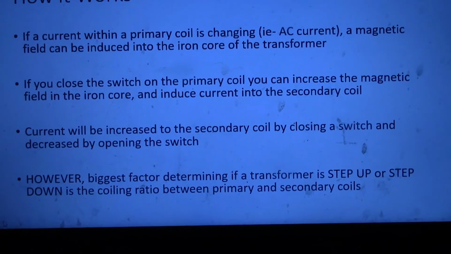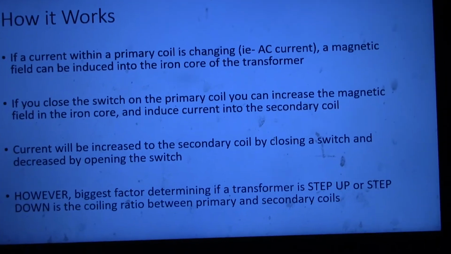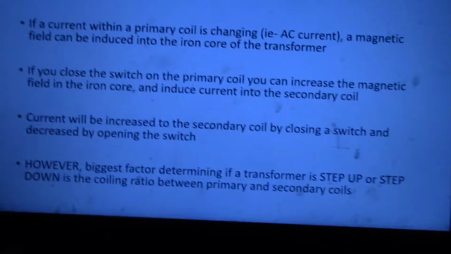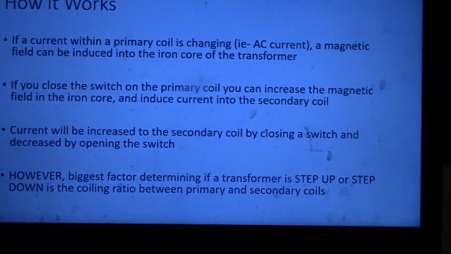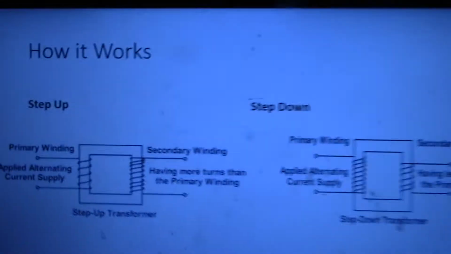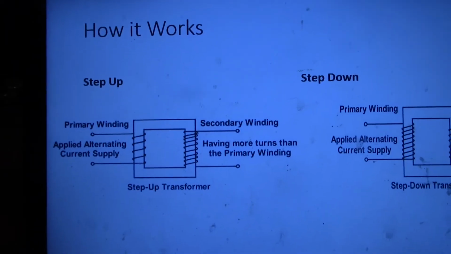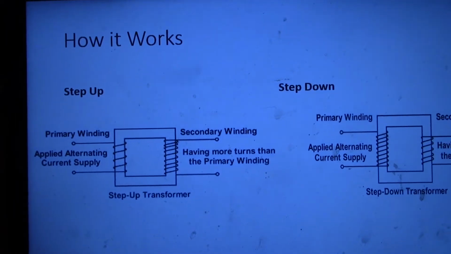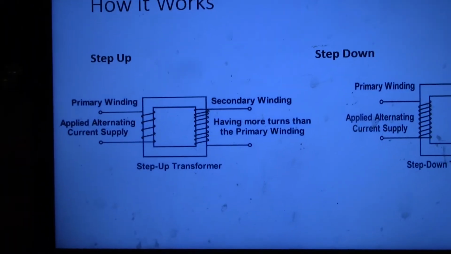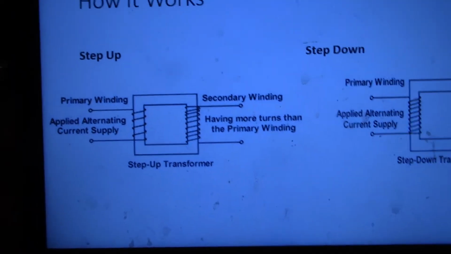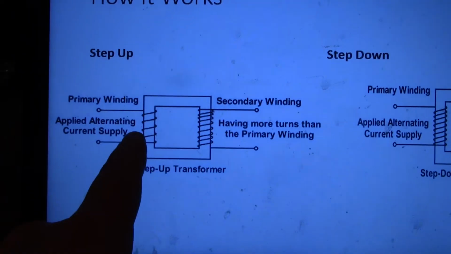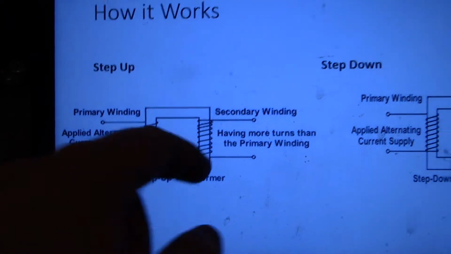The biggest thing that determines if a transformer is step up or step down is the coiling ratio between the primary and secondary coils. And that's where our equation comes in. The switches and the magnetic fields are important, but this is the most important piece. So here's the deal. Here's the iron core, here's the primary coil, here's the secondary coil.